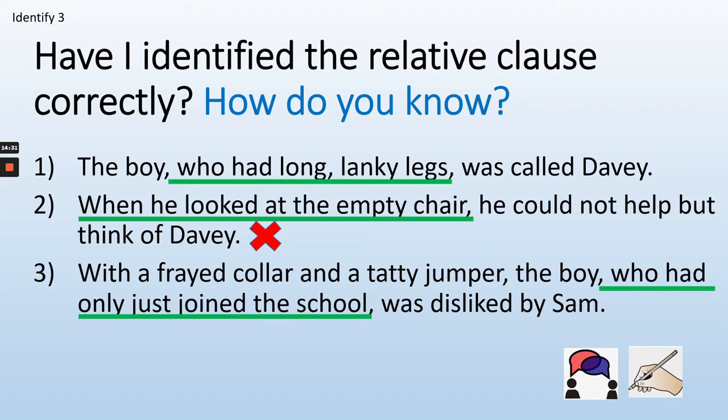Let's check number 3. With a frayed collar and a tatty jumper, the boy, who had only just joined the school, was disliked by Sam. Who had only just joined the school is a relative clause. It starts with a relative pronoun, which is referring back to the noun, the boy, and it's been embedded by commas. Number 3 is correct.